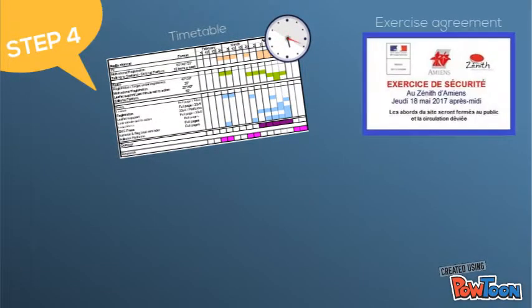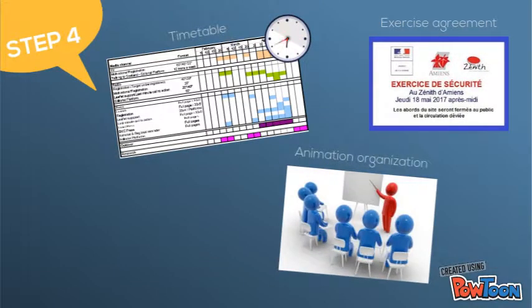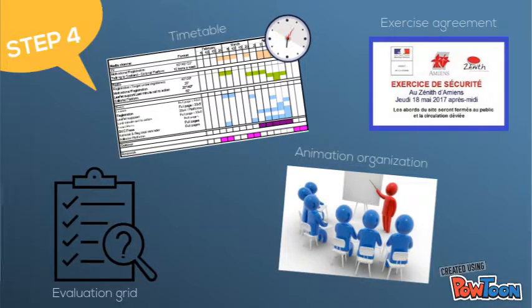An exercise agreement is realized, fixing rules. Roles are distributed in the animation cell. An assessment grid is established to appreciate the actions and objectives of the exercise.